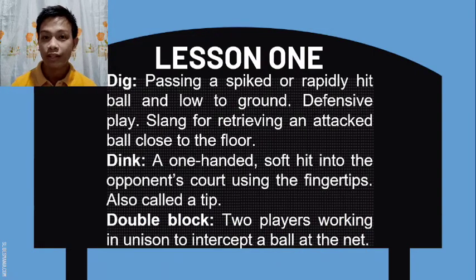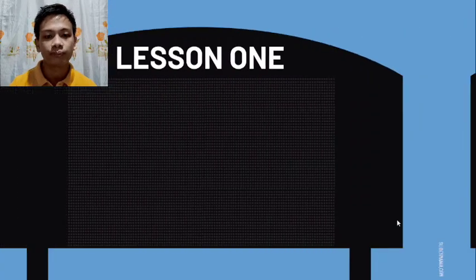Next, double block. Ito na example ng blocking. So, 2 players working in unison to intercept a ball at the net. So, from the word itself, there are 2 persons working sa blocking defense. So, they both of them will jump to cover or to block the attack of the opponent.